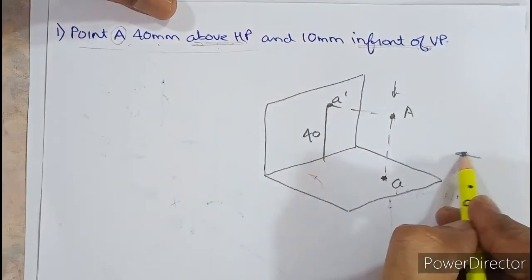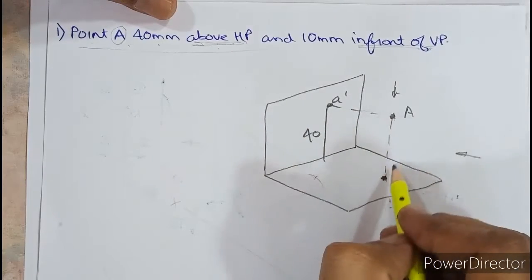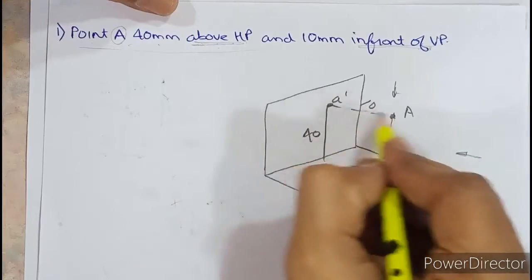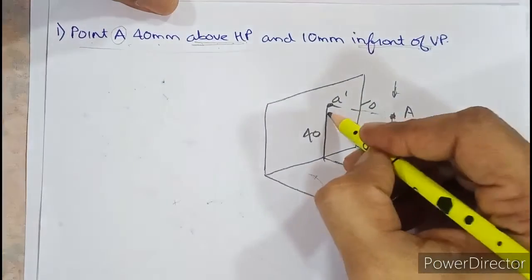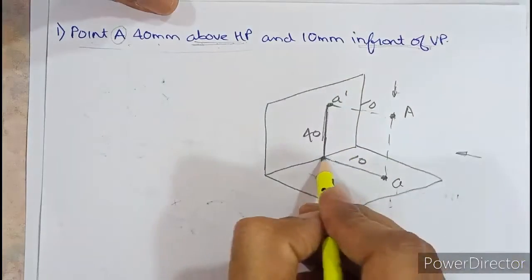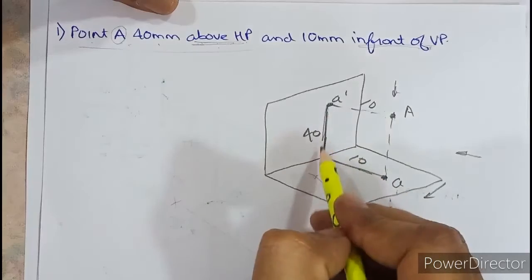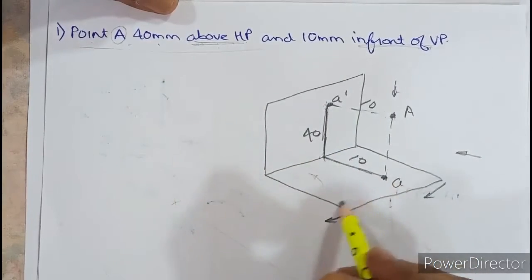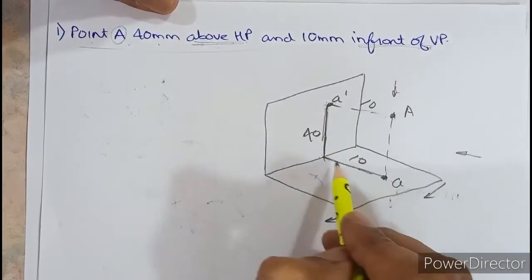From front view you cannot come to know how much an object is in front, but you can come to know how much it is above. So if an object is 10 millimeter in front, it means parallel to this, even this is 10. So now carefully look at this projector and turn HP down. What is going to happen? A dash will remain up by 40 and A will go down by 10. So that is clear. You have to mark A dash 40 above XY and A will be 10.